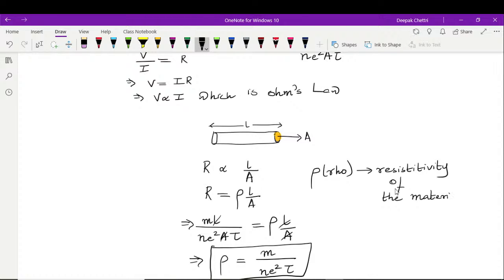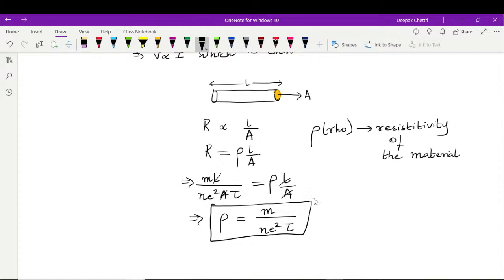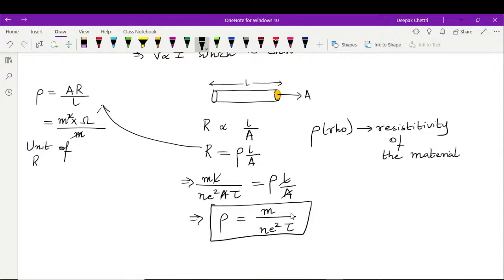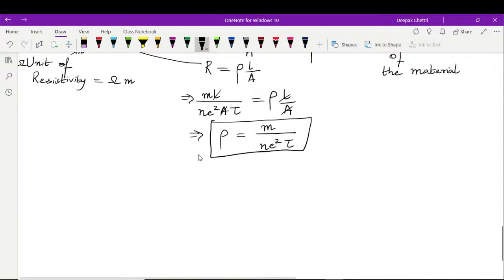Now what is the unit of rho? You can find the unit of rho from here, right? So rho will be equal to A R by L. If I put the unit of A as meter square, R will be ohms, and L will be meter. So the unit of resistivity is ohm meter. Okay, and this is the SI unit. SI unit of resistivity is ohm meter. So that is that.